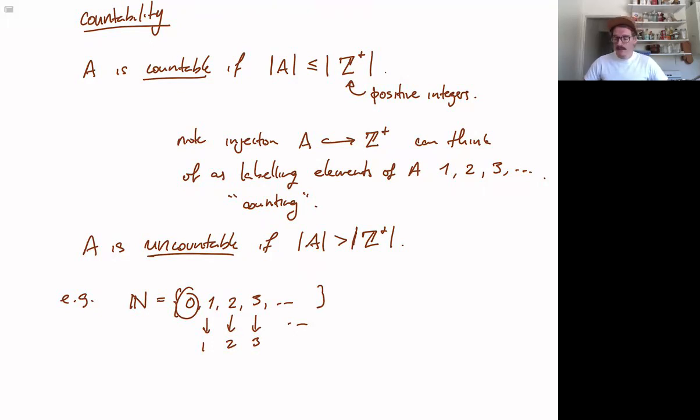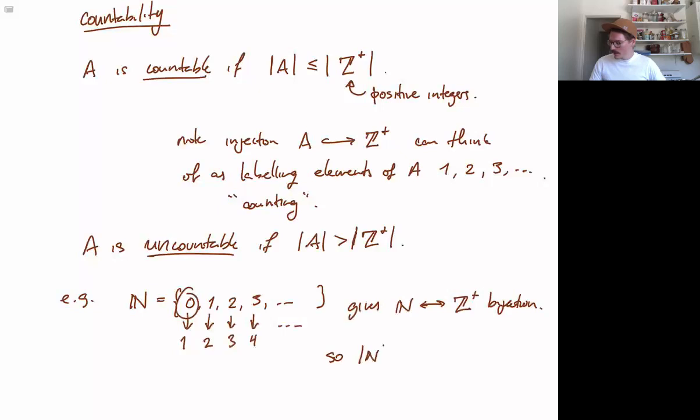But for infinite sets, what you can do is just change your labeling so that this maps to 1, this maps to 2, this maps to 3, maps to 4, etc. And you can see that this rule gives an injection, and in fact a bijection, between the natural numbers and the positive integers. So the cardinality of the natural numbers is the cardinality of the positive integers, and it's countable.